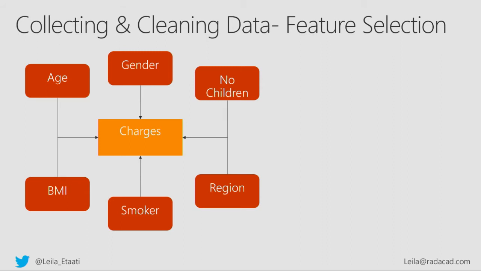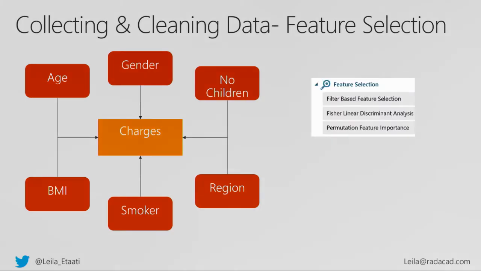Another important step we should follow is feature selection. What is feature selection? Imagine that I'm going to predict the insurance charge for a customer. I know that the age of the customer, their BMI, whether they are a smoker or not, and other information like the number of children will have an impact on the amount of insurance. There is a component named Filter Based Feature Selection. I'm going to show you how it actually works.